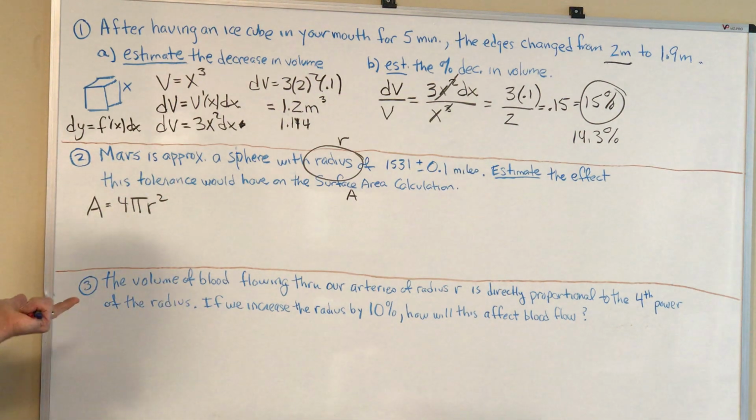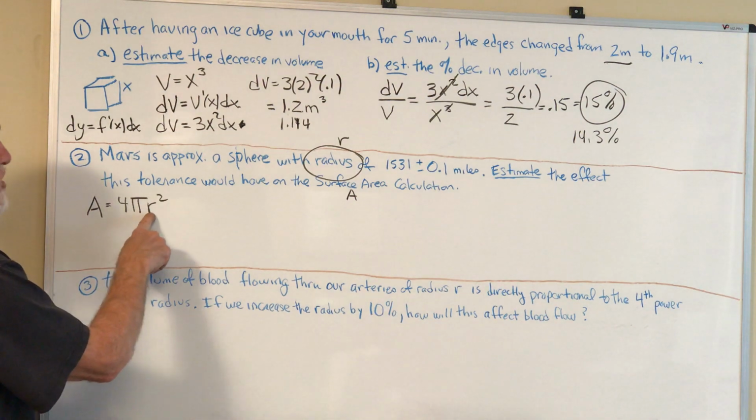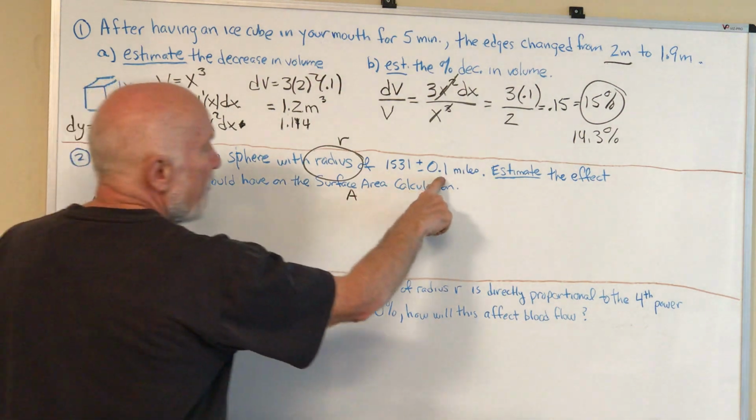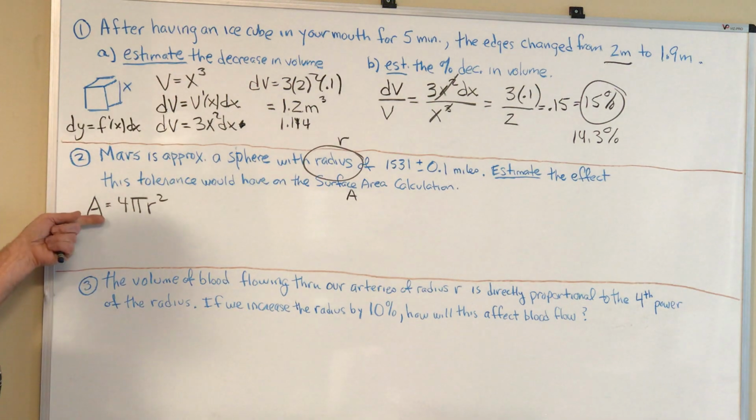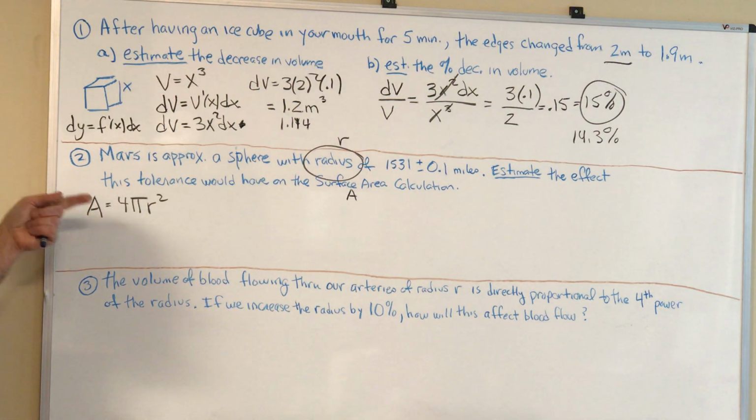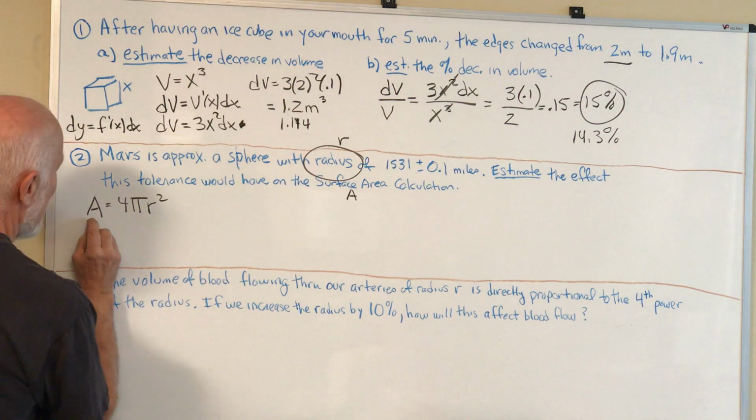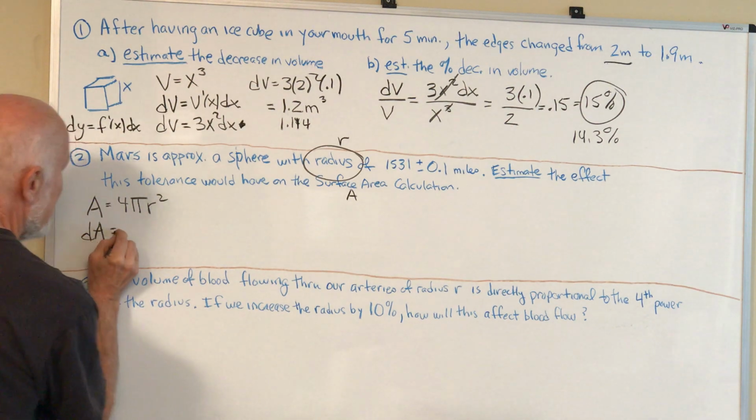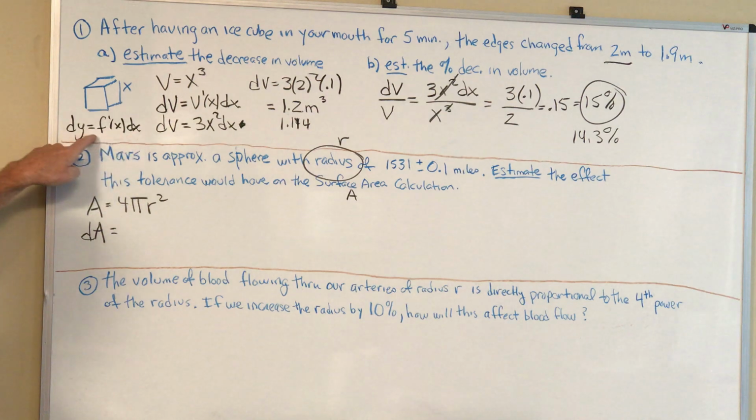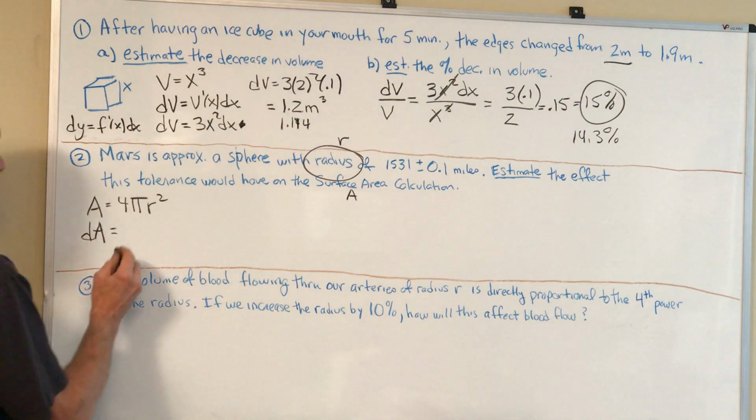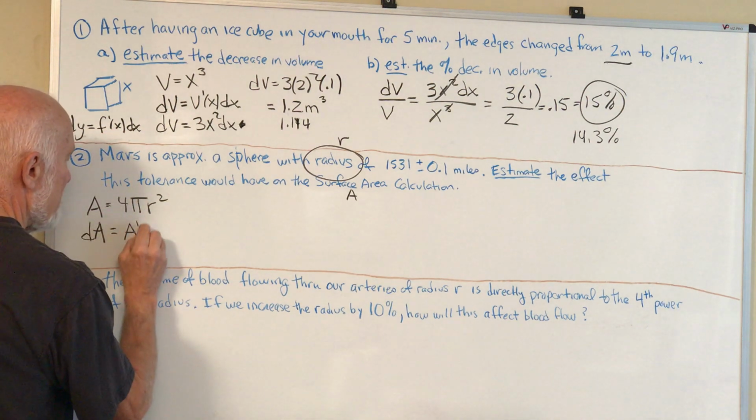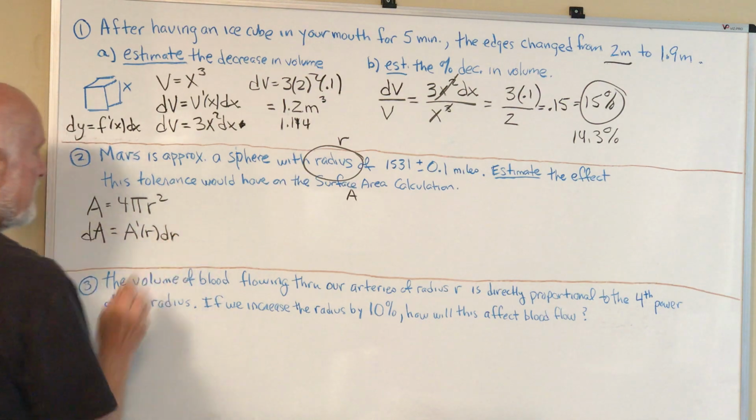And what we're trying to do is estimate the effect of this change. So there's going to be a change dr of 0.1, and we want to know what the change in A is going to be. An estimate of the change in A is just dA. Well, it's the same formula, but instead of F, we now have A. Instead of X, we now have R. So the differential would say A prime of R dr.